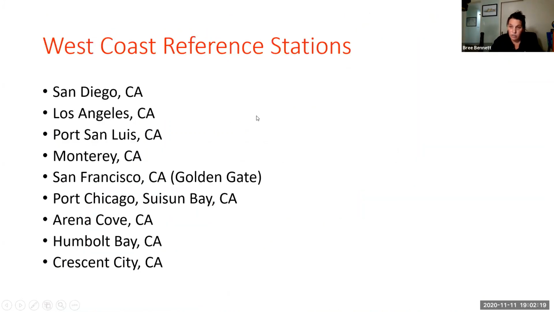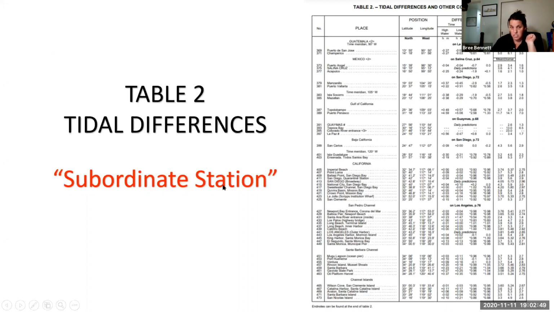On the west coast of California, I didn't do the other ones, I just did California, we have 9 reference stations. So the whole California coast, we only have 9 reference stations. All of those little places we want to find tides in between are called substations, or subordinate stations, excuse me. And that's what table 2 is.